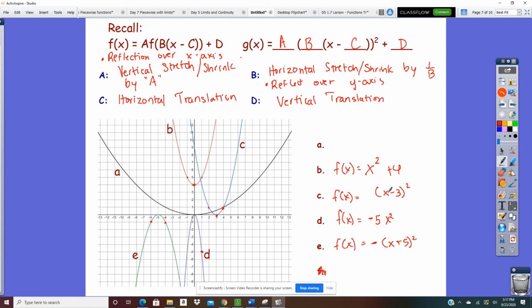Okay. And then the last one is A. Notice I don't go 1, 1. My first point that I can find on A is right here. It's 4, 1. So that's actually been stretched horizontally. Okay. It actually has gone by a factor of 4. So it is actually going to be 1/4 because it's going to be f of x equals parentheses 1/4 x squared.